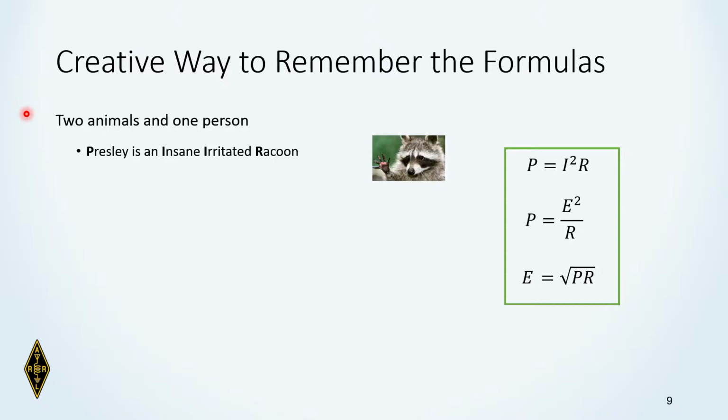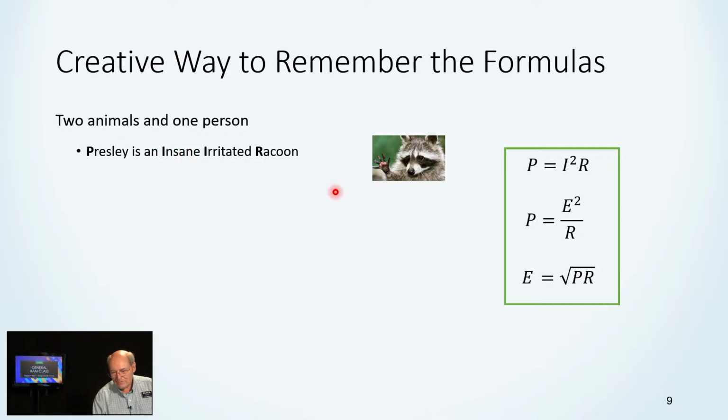Well, first of all, I want to introduce you to Presley. Now, he's an insane, irritated raccoon. If you look at the picture over here, it almost looks like he's on drugs or something. Now, why is this important? I've bolded some letters. Presley, P, insane, I, irritated, I, R, raccoon. Well, what have we got here? P equals I times I, which is I squared R. So if you can remember that Presley is an irritated, insane raccoon, you've got this formula memorized.